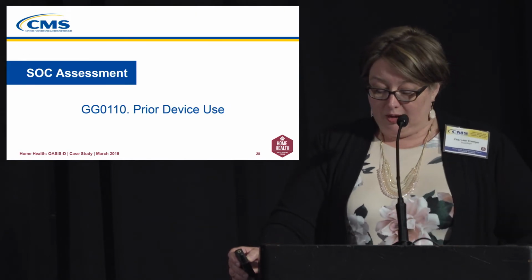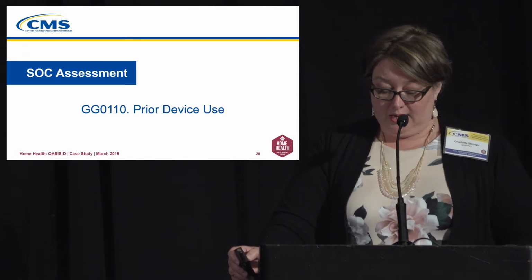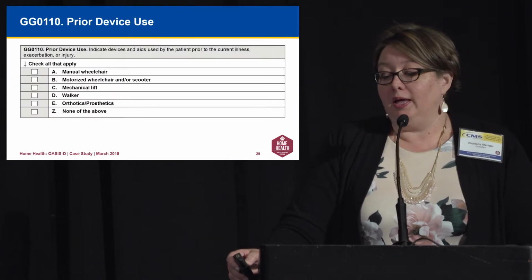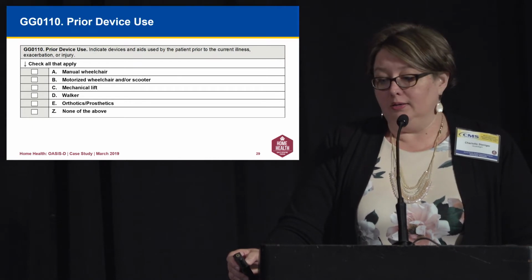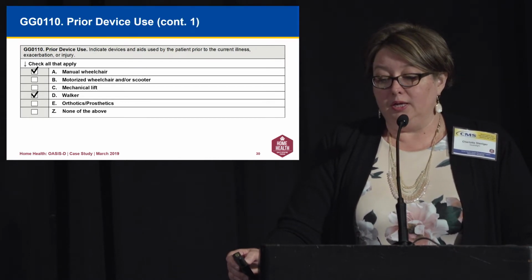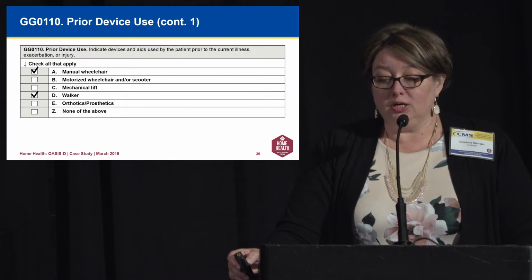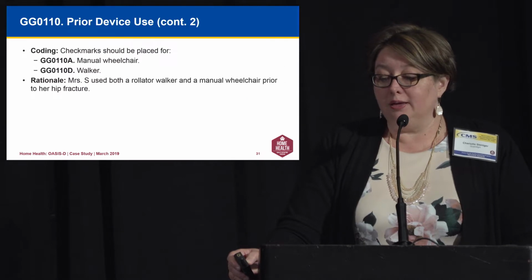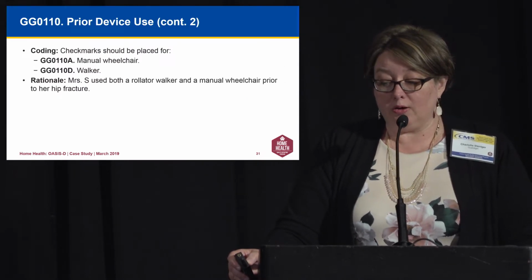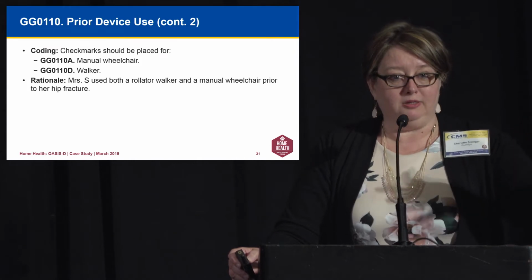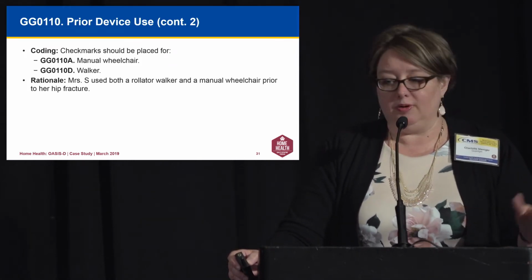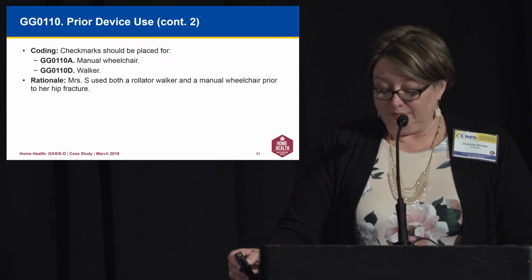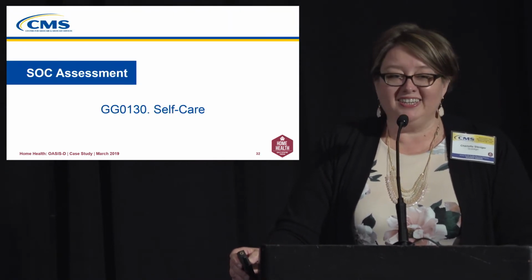Okay, so let's look at GG0110, prior device use. On this one, we're looking at, again, just checking all that apply. So the answer would be A, manual wheelchair, and D, walker. And the rationale is that Mrs. S used both a rollator walker, which would be considered a walker. Remember, we think about all different types of walkers, right? And a manual wheelchair prior to her hip fracture. Now let's get into something a little more fun.